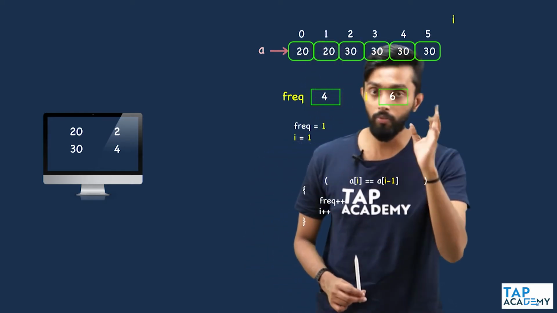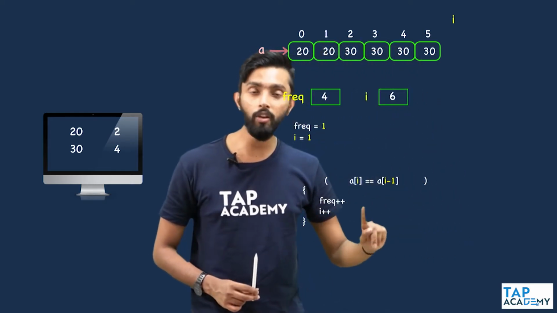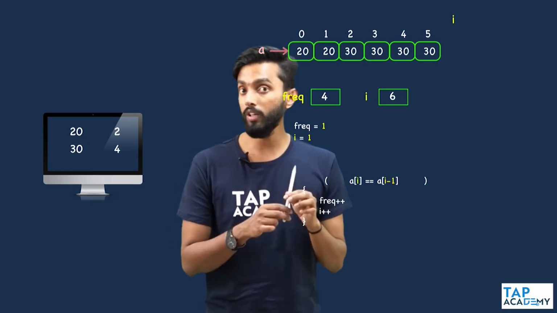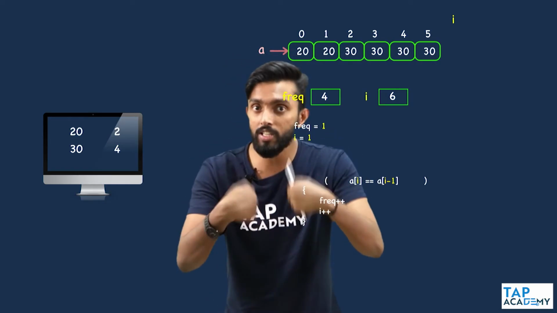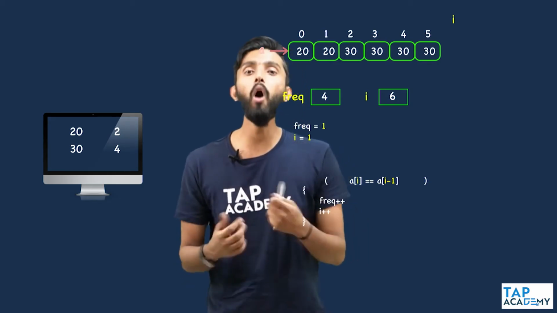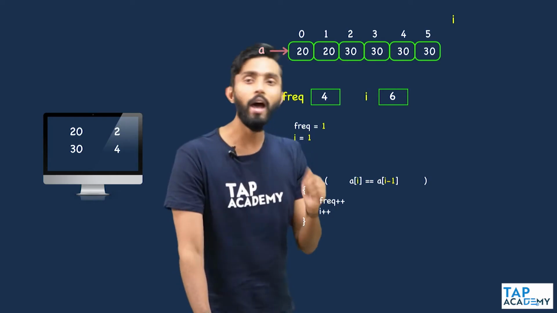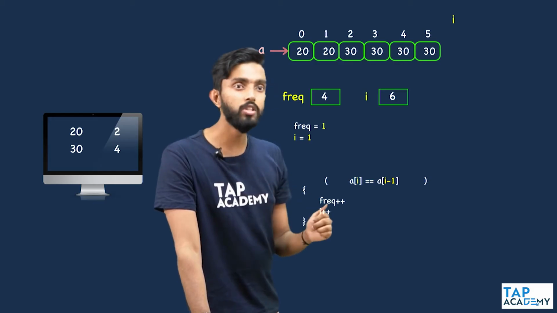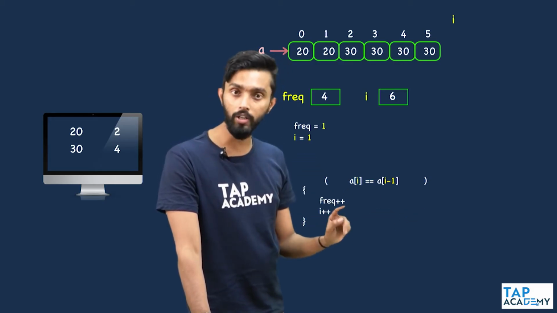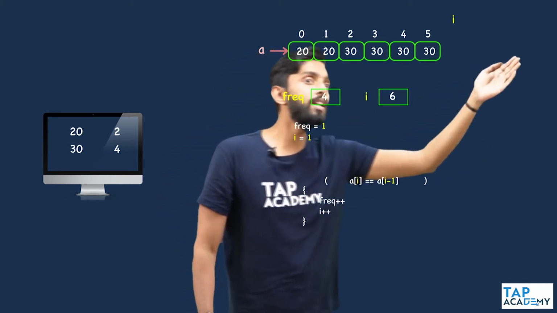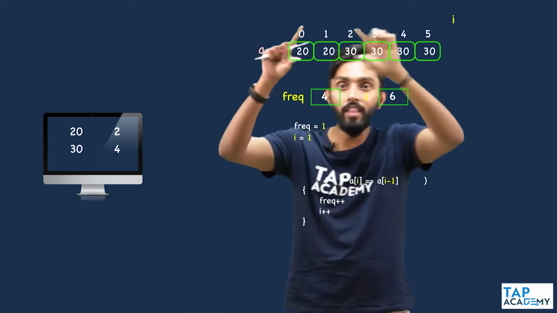I hope you're able to think, which means before checking for this condition, don't you think it's very important that first you always check whether I is inside the boundary of the array? How will you do that, sir? Simple. I'll add one more condition. Before that, I'll add one more condition. I'll check if I is less than the length of my array.